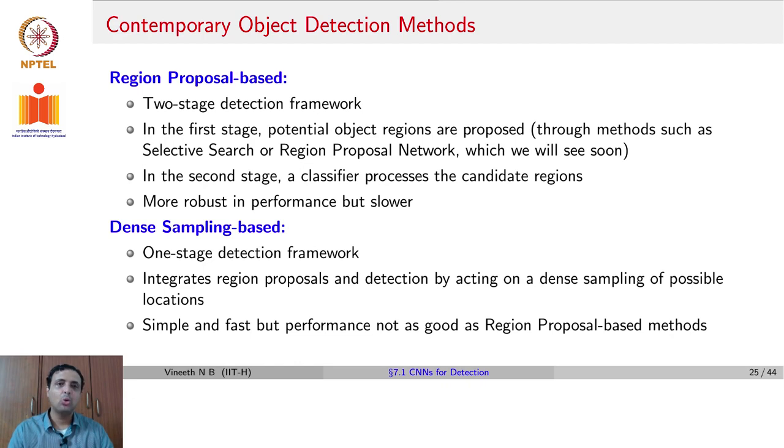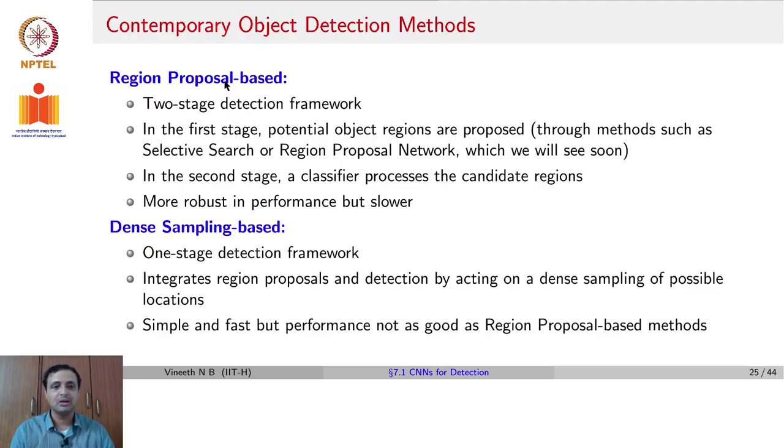Having seen how object detection was performed in the pre-deep learning era, as well as how basic CNNs can be adapted to object detection, let's now move to how object detection is done today in terms of contemporary methods. Existing methods that are based on top of CNNs can be broadly divided into what are known as region proposal based methods and dense sampling based methods.